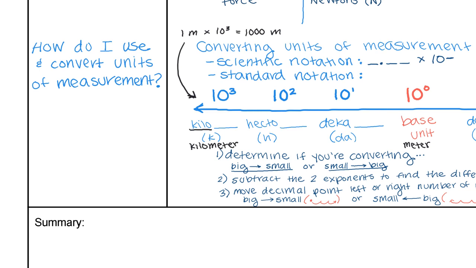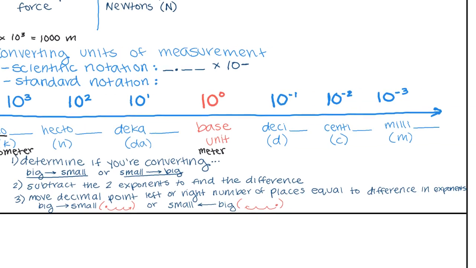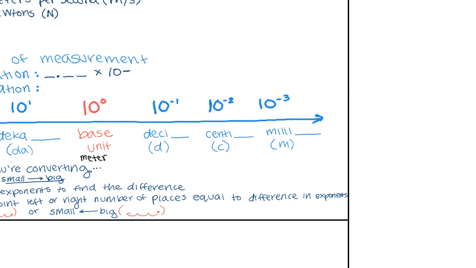So we can go up on the scale and we can go down on the scale. On the opposite side here, we might have a millimeter. So you probably have heard of a millimeter before. 1 millimeter is 1 meter times 10 to the negative third power. In other words, 1 millimeter is 0.001 meters. That is a millimeter.